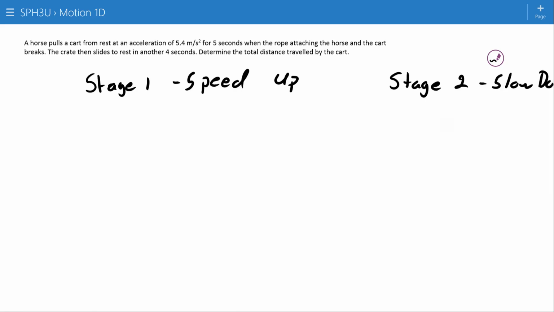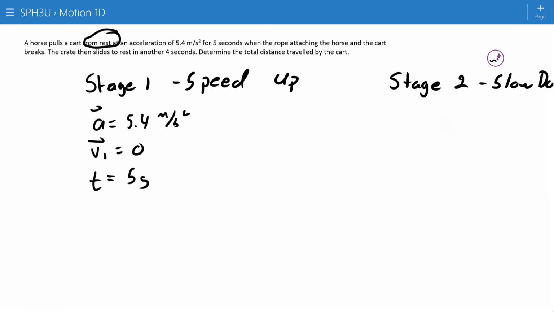In stage 1, we have an acceleration of 5.4 meters per second squared. From rest tells me my initial velocity is 0, and a time of 5 seconds before that rope breaks. And I actually need two things here. I need my delta D, and that's important for the question, and I'm going to need my V2 as well. I'm going to need my V2 because I'm going to need it for stage 2. Let me get my delta D and then I'll explain why I need my V2 as well.